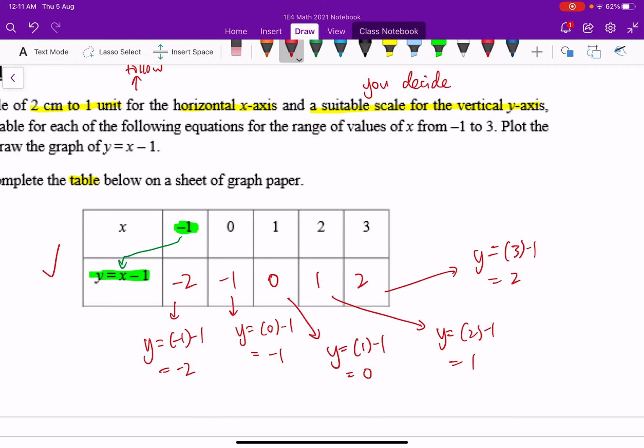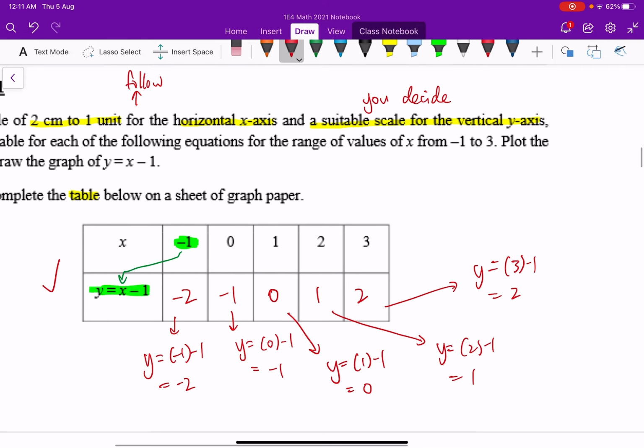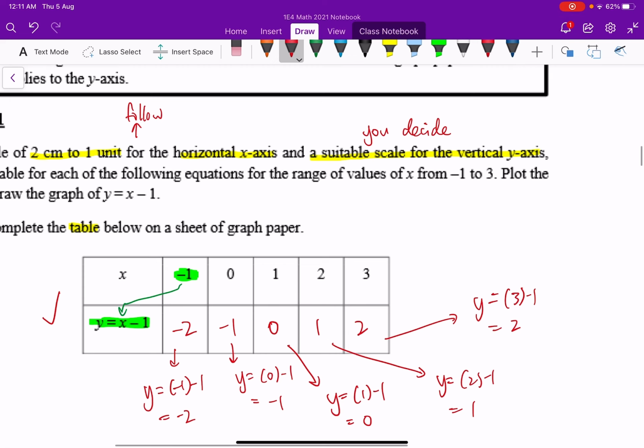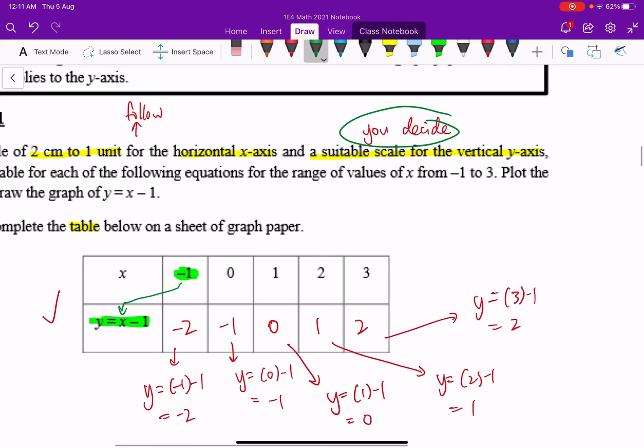What is the appropriate scale? Just now, take a look at the y. I wrote the words you decide here, but is it really you decide? Answer is not really 100%. You have to make a decision, but the decision is based on what values you get. So look at our table. We have from -2 to 2. This is the smallest value, and this is the largest y value.